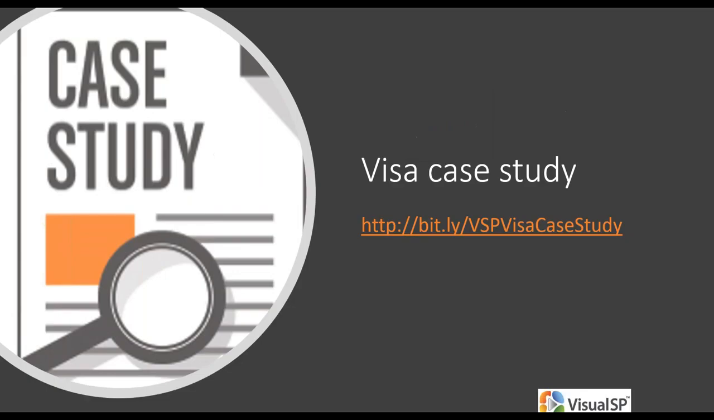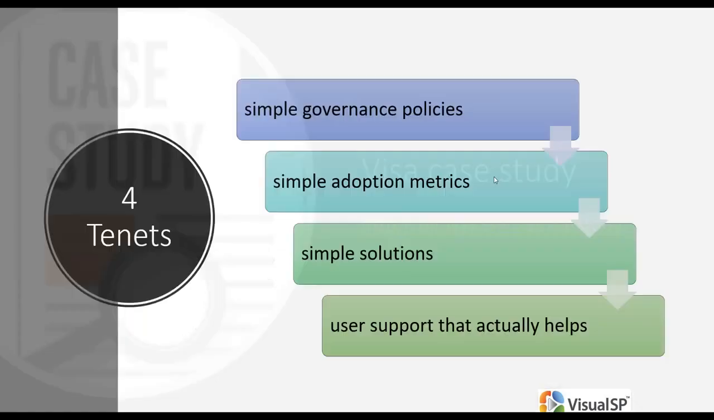One second, here we go. All right, so let's talk about what Visa did. They did 4 specific things, very, very specific things to raise the adoption, and they did succeed, by the way, at that time. Number 1, simple governance policies delivered. Number 2, simple adoption metrics. Number 3, simple solutions altogether. And number 4, user support that actually helps. It does not just pretend to help, but it actually helps.